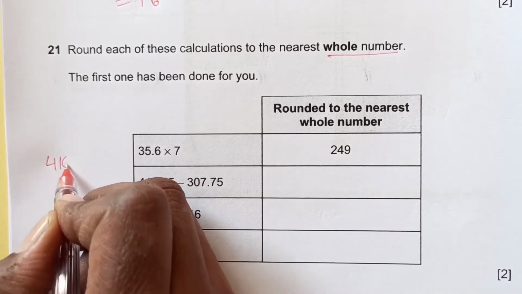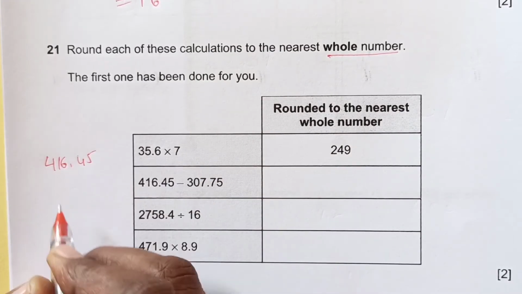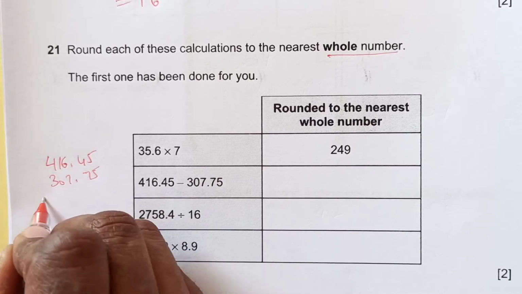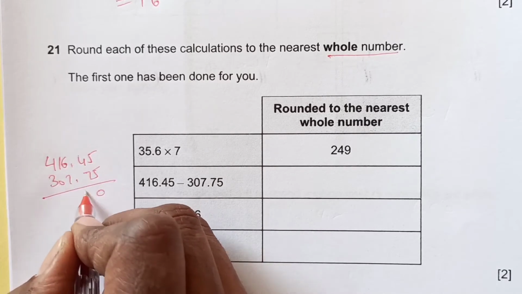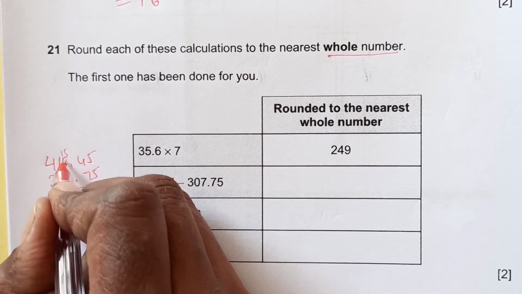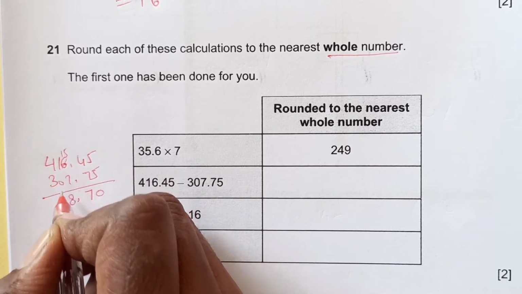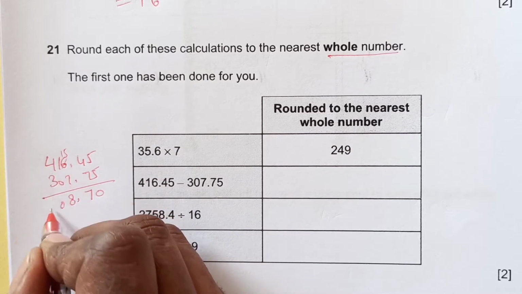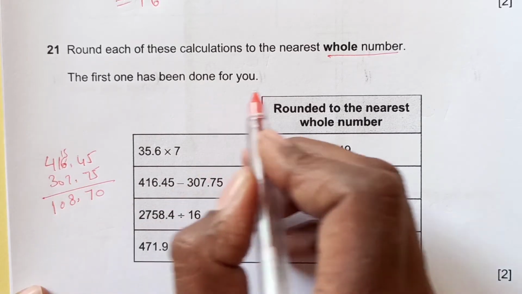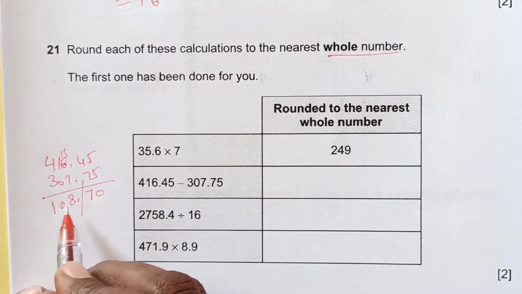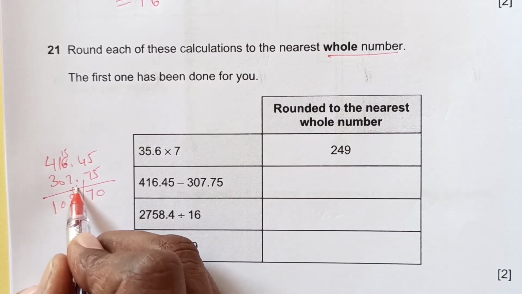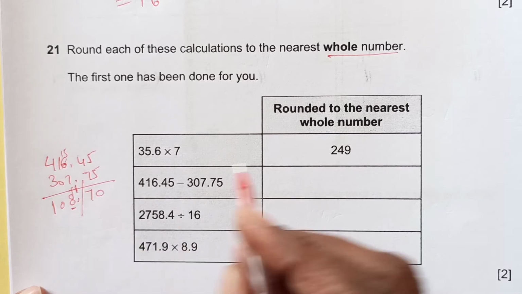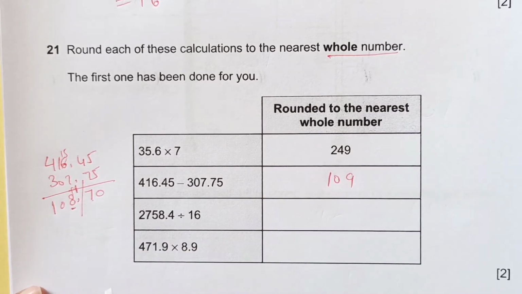So 416.45 and 307.75. So here it is 15 minus 7 is 8, 10 minus, it will be 0 here and 1 here. So we are rounding to the whole number here, it is 108, and this one is greater than 5, so this is going to be 109, right?